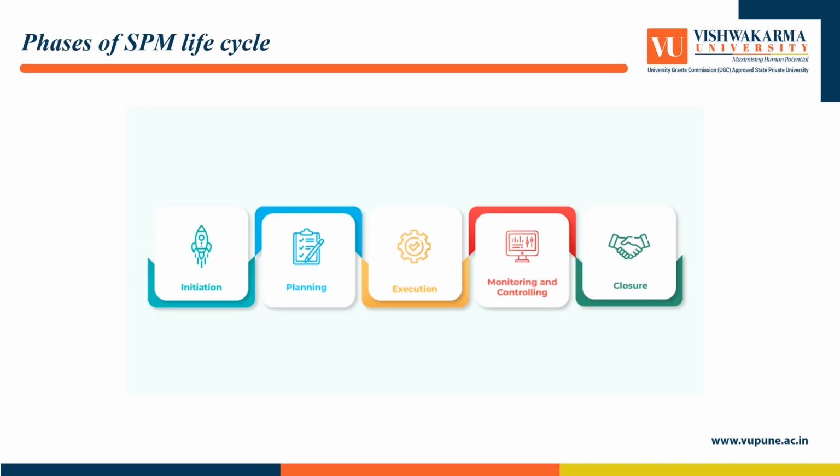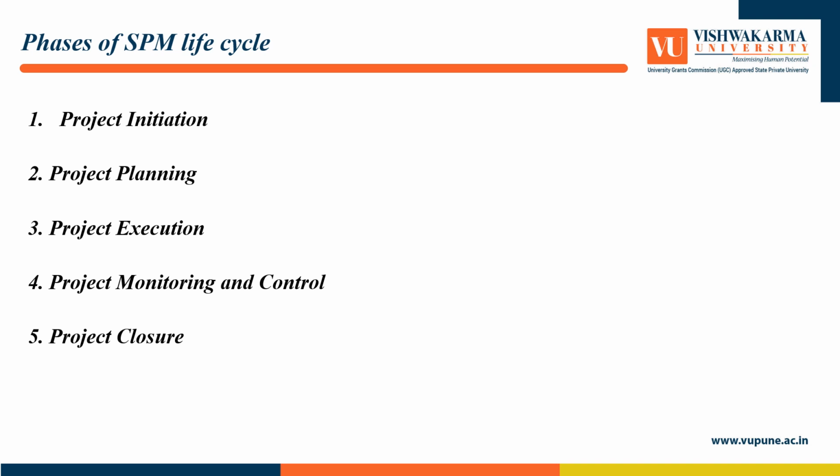As you can see, the phases of the SPM lifecycle. The first stage is initiation. The second stage carries out the planning, and the third is execution for executing the phases. The fourth stage is monitoring and controlling, keeping an eye on the processes and monitoring and controlling them. The fifth step is closure. These are the phases of the SPM lifecycle. The very first is project initiation, second is project planning, third is project execution, fourth is monitoring and control, and the fifth is project closure.